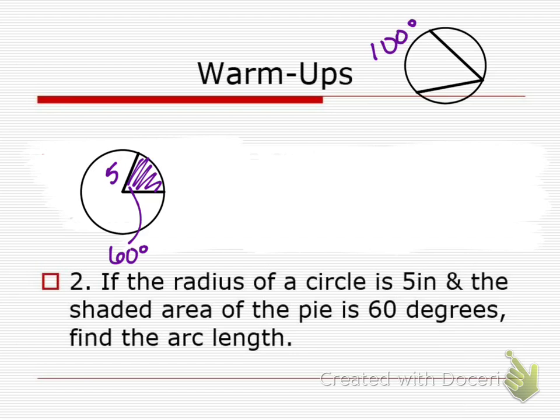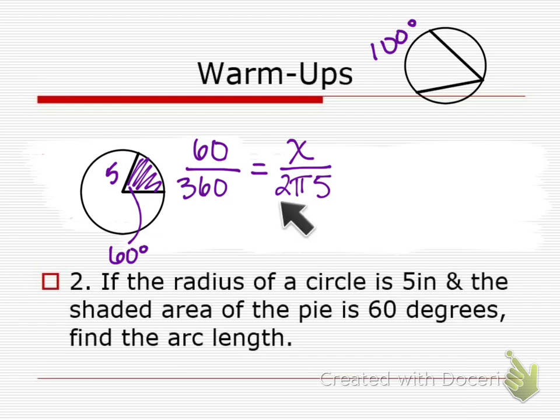Okay, we had to set up a proportion, which is 2 fractions set equal to each other. One of those fractions was the measure of our central angle. What's our angle? 60 degrees. Over how many degrees? 360. Good. Over 5. Not just 5. 2 times pi times 5. Thank you, Jordan. 2 pi r, yes.